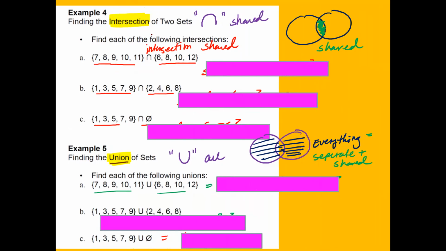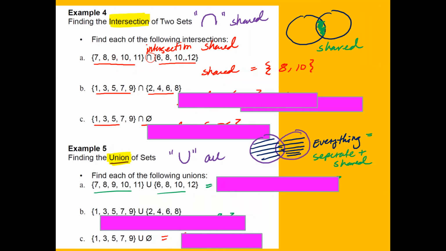Find the intersection, with the symbol, what they share. Find each of the following intersections. So what do they share? Here's the intersection symbol. What do they both have in common between these two sets? I can say that they share the number 8, because 8 is in both, and the number 10, because 10 is in both. So my answer is going to be 8 and 10.